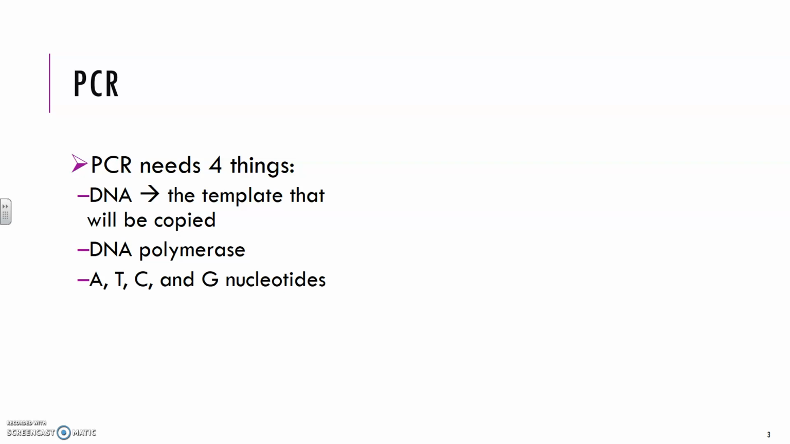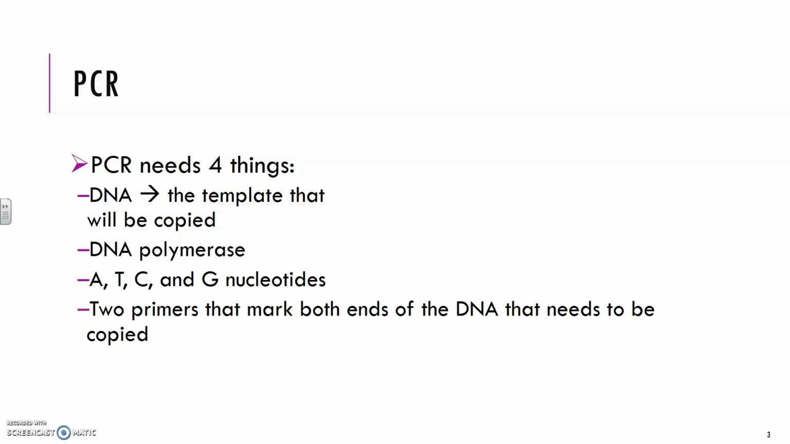And then you also need your nucleotides. Okay, so with the whole book analogy, the nucleotides would be your ink. It's what you're writing the copy in. And then you also need two primers. Okay, so this is where that analogy kind of ends, because I don't really think about primers much.